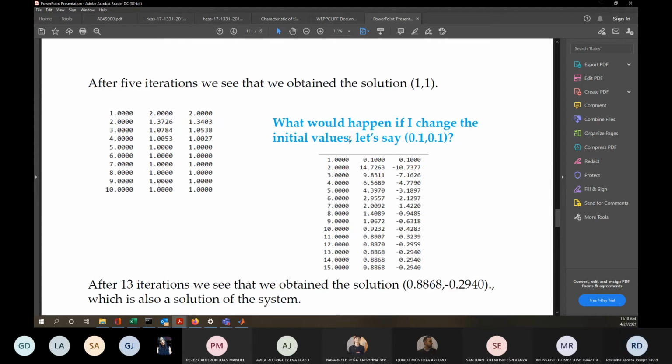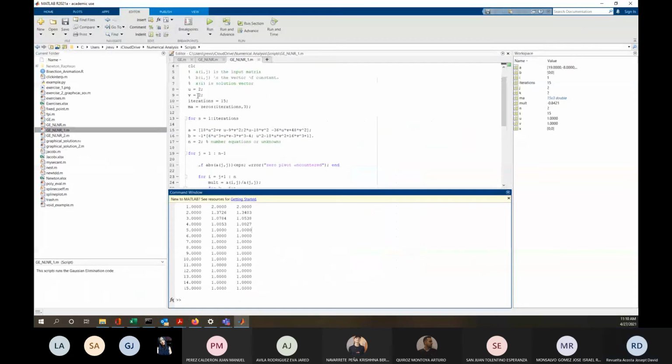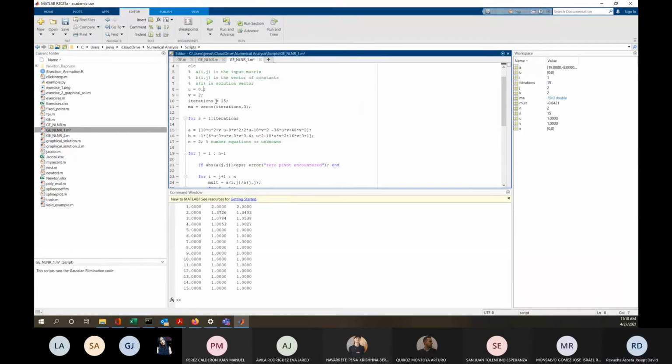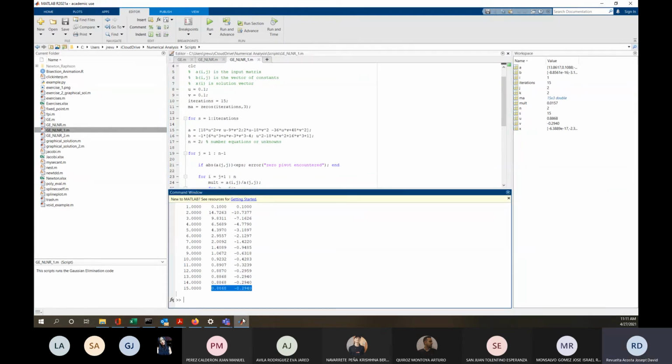Sin embargo, les voy a pedir, por favor, que cambiemos, ¿qué pasaría si damos una solución inicial de punto 1 a punto 1? Ya corroboramos que nos da los valores, que sí nos da una solución. Entonces, si le pongo punto 1, lo corro, ¡pum! Y miren, me queda una solución de 0.68 y menos 0.2940. Ahora sustituyan estos valores en la ecuación original, por favor.